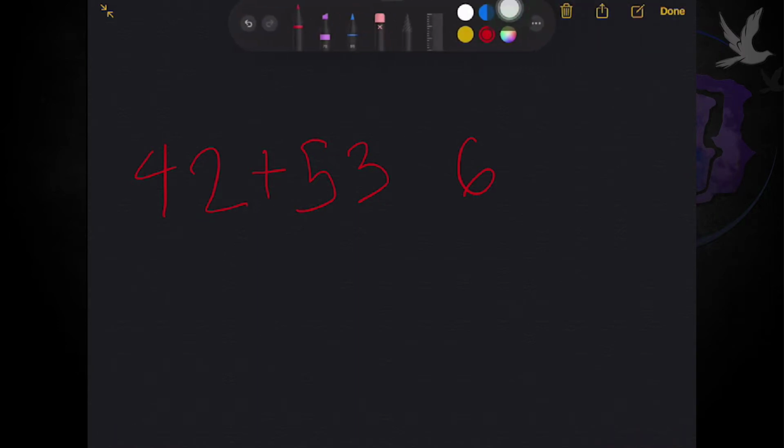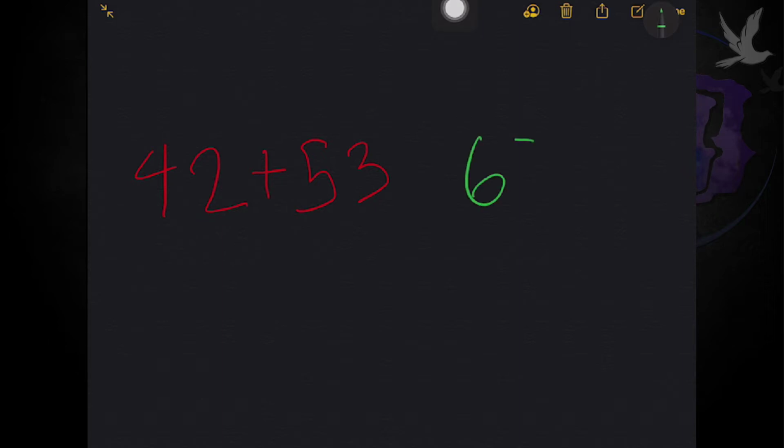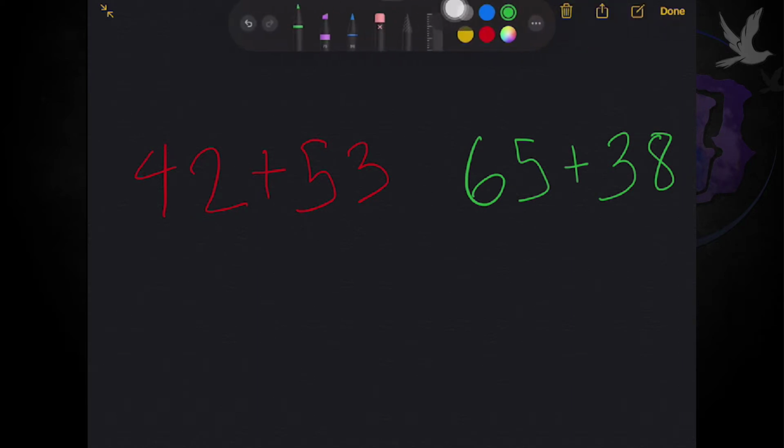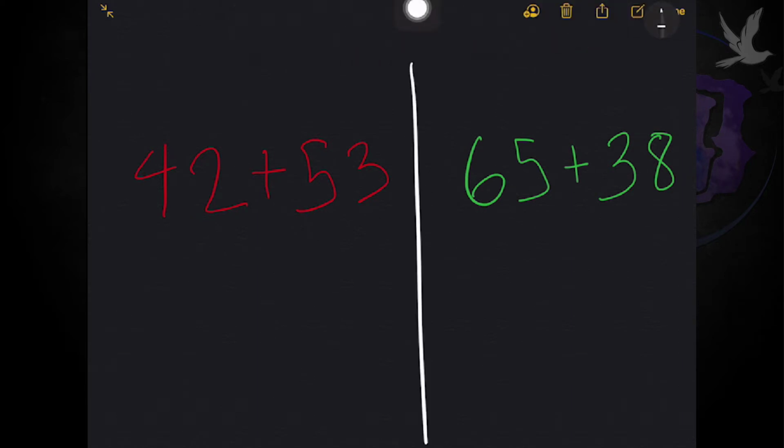So, for example, we have 42 plus 53 and 65. I'll change the color so that we won't get confused. And let's say 65 plus 38. Let's try to observe these two sets of addends.